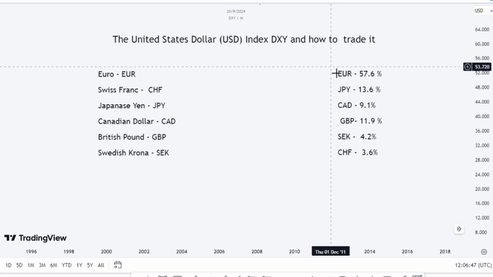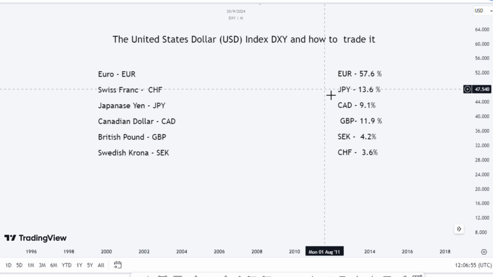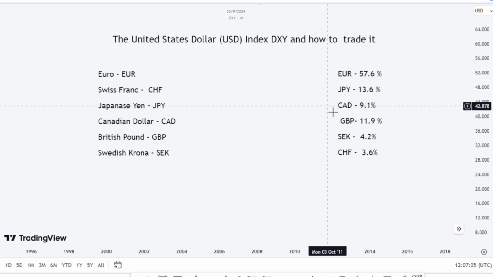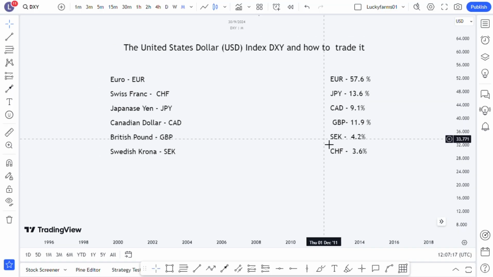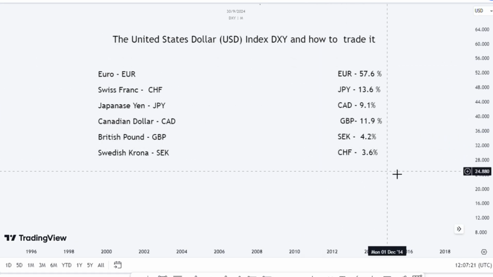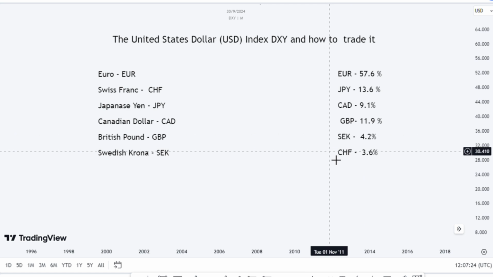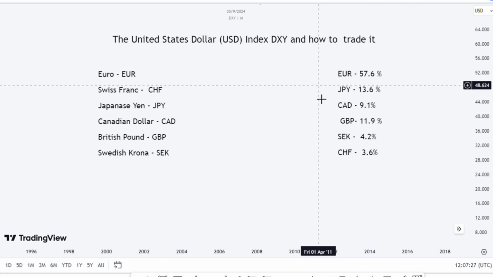So the highest so far is the euro. The euro has a weight of 57.6% of the exchange rates included in the basket, followed by the Japanese yen, or the JPY, which has 13.6% included. Then we have the CAD, which has 9.1% included. Then we have the Great British Pound, which has 11.9% included. Then followed by the Swedish krona, as well as the Swiss franc. So these are the individual weights of the 6 currencies that have been included in the DXY basket.